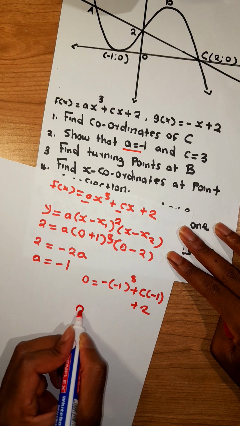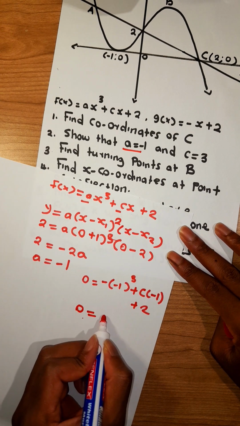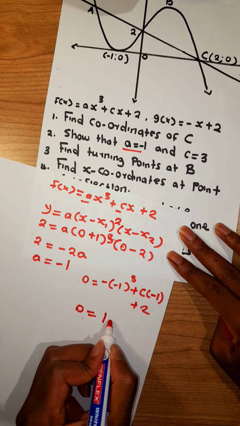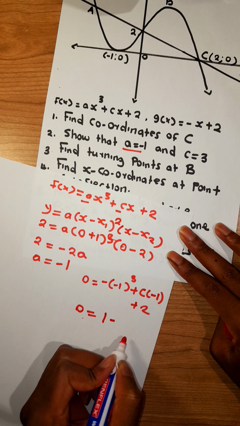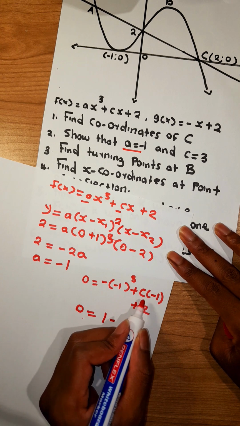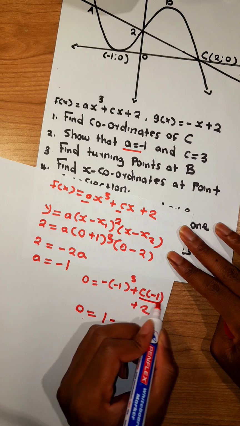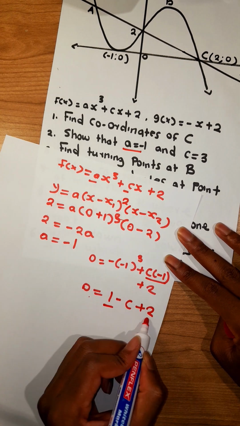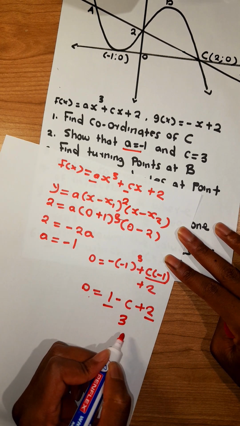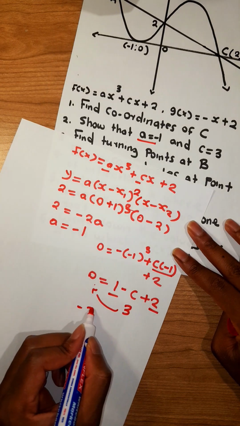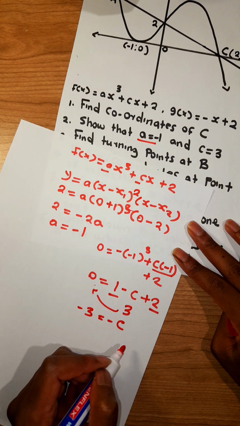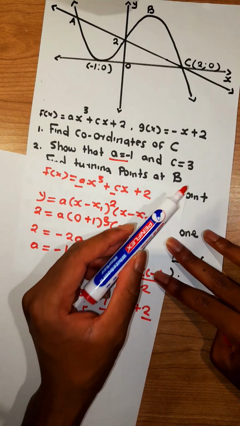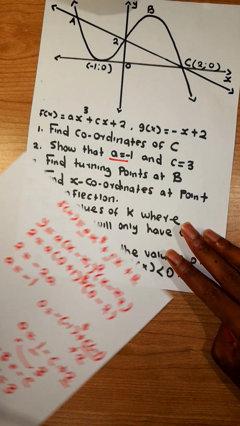We're going to have 0 that actually equals to minus 1 cubed is going to be a minus answer, so we just turn it into 1. Let's actually look at this. If we put minus 1 here, we're going to have minus c plus 2. So 1 plus 2 is going to give us 3. If we take this 3 to the other side, we're going to have minus 3 that equals minus c. So if we divide both sides by minus 1, we find that c equals 3. And it is exactly what they wanted us to prove, right?